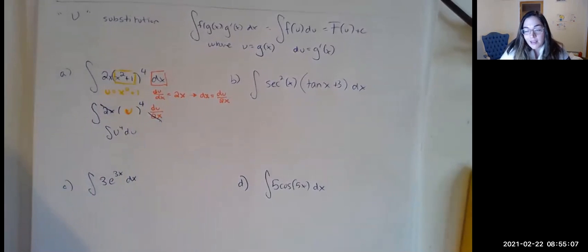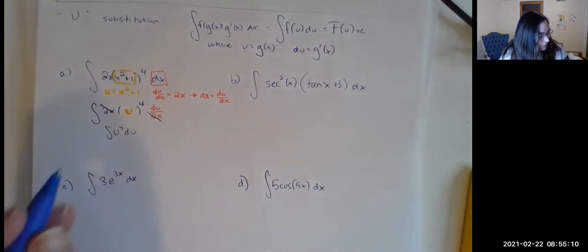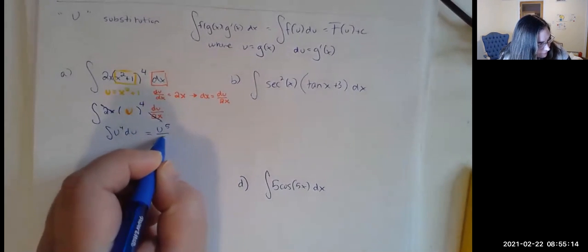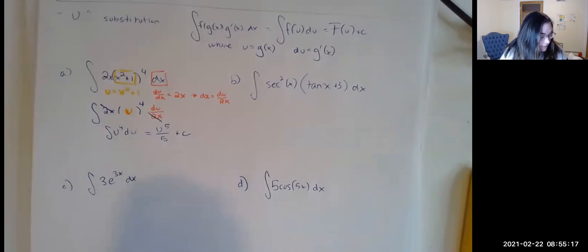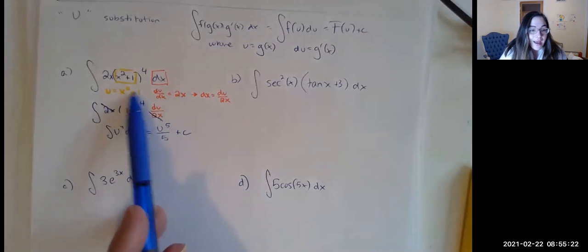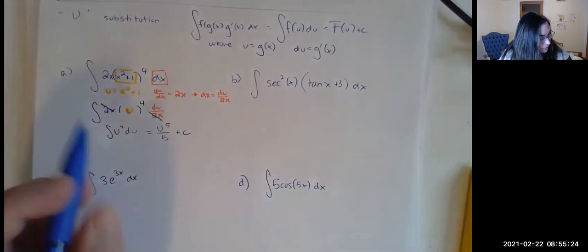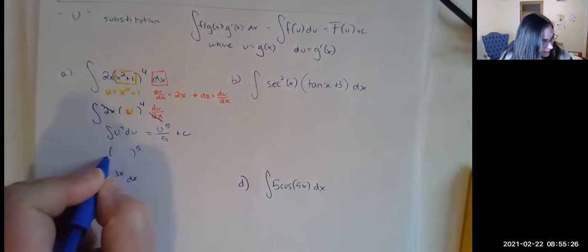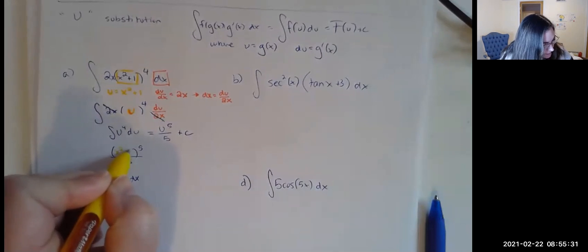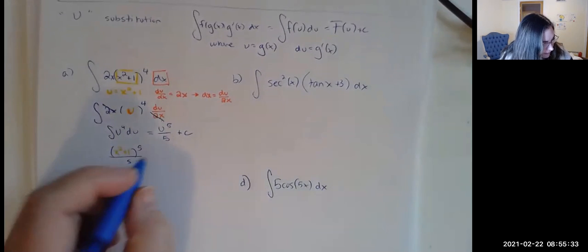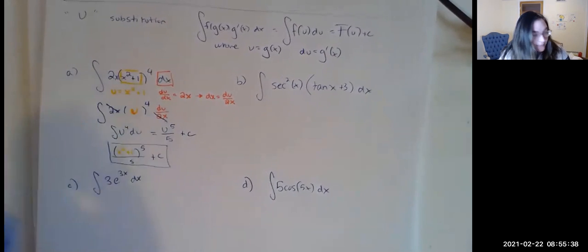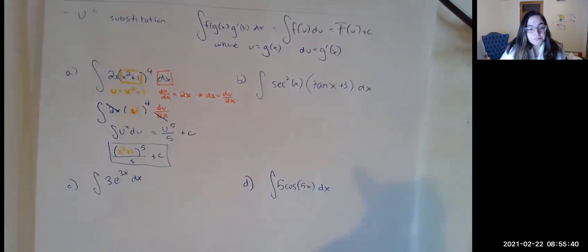And we know how to do that. That's a pretty straightforward problem to solve. It's going to be u to the 5th over 5 plus c. Right? And now what we can do is substitute our u back in, right? So now we have that our integral is going to be x squared plus 1 to the 5th over 5 plus c. And that's it. That's all we have to do on that one.